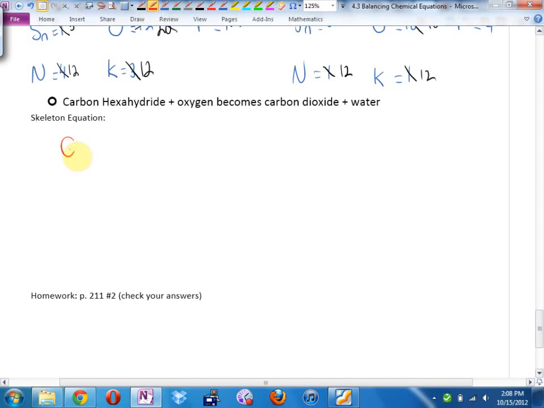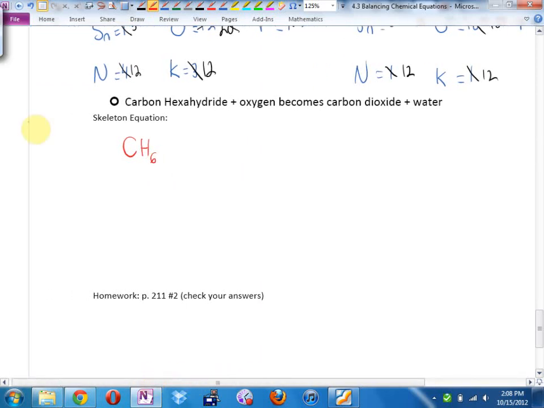Carbon. Hydride, what's that? Well, first, what is hydride? Hydrogen. Hexa, how many? 6. CH6. Does that work? Oh, let's see. Carbon has a charge of 4. Hydrogen, there's 6 of them already.